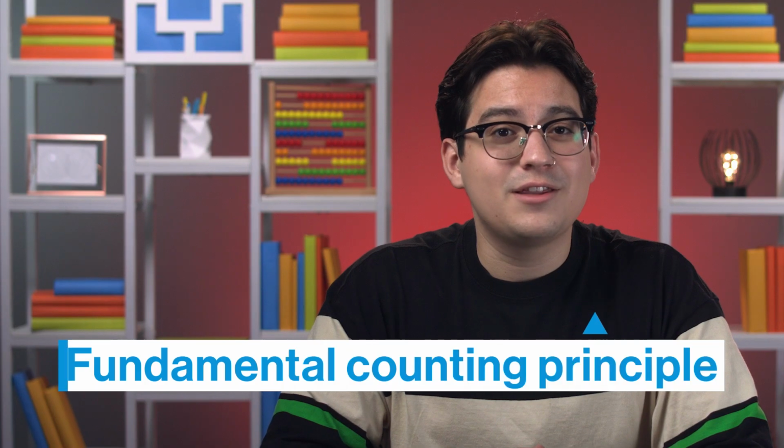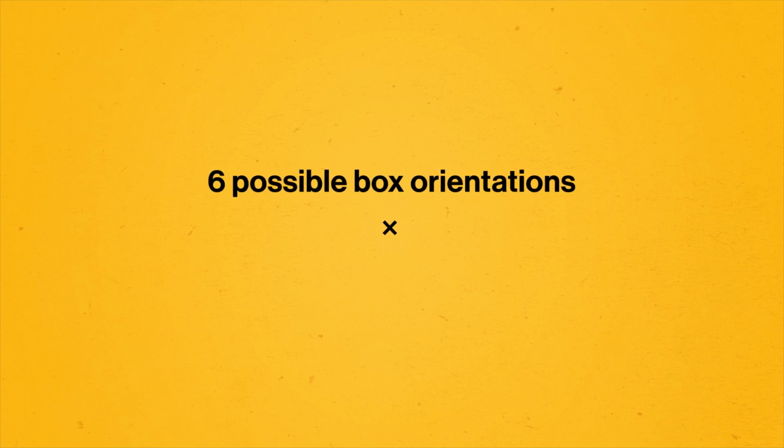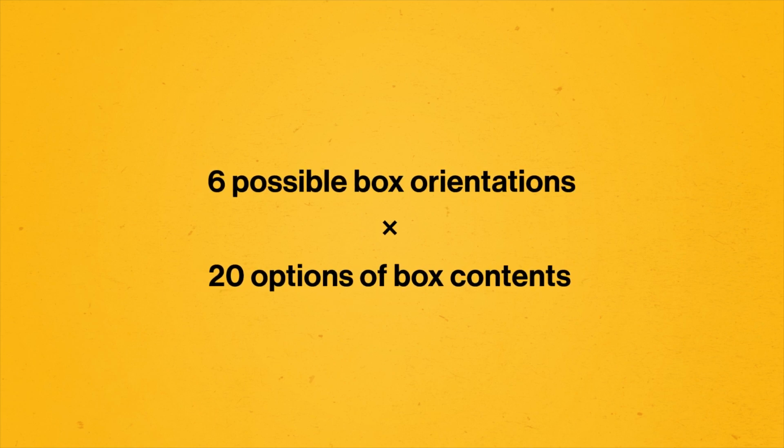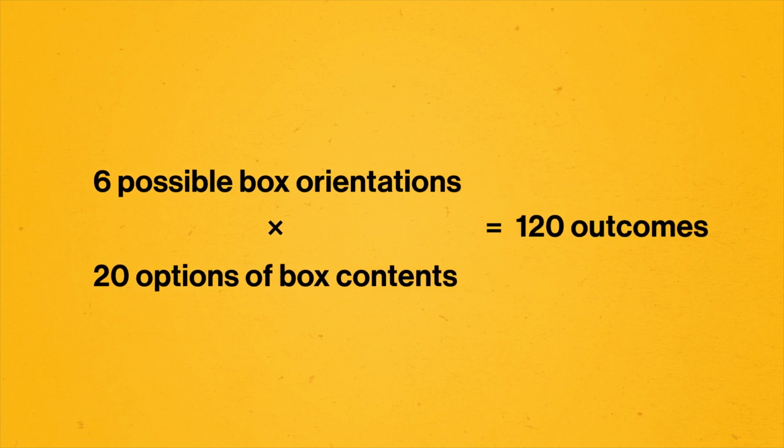Well, our good friend the fundamental counting principle tells us that if there are 2 events with different outcomes, the total number of combined outcomes for both events is the number of outcomes for each event multiplied by each other. In this case, since there are 6 possible ways for the box to be facing up and 20 different possibilities for the contents of a box, there are 120 total outcomes in our sample space.